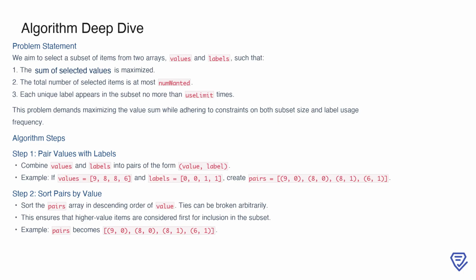Next, we sort these pairs in descending order based on the values. This ensures that the items with the highest value are considered first when constructing the subset. In our example, the sorted list remains (9, 0), (8, 0), (8, 1), (6, 1), since it is already in descending order. Sorting allows us to prioritize items that contribute the most to the total value, which is crucial for maximizing the sum under the given constraints.